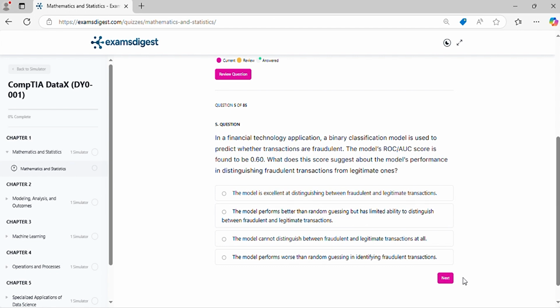Question 5. In a financial technology application, a binary classification model is used to predict whether transactions are fraudulent. The model's ROC/AUC score is found to be 0.60. What does this score suggest about the model's performance in distinguishing fraudulent transactions from legitimate ones?